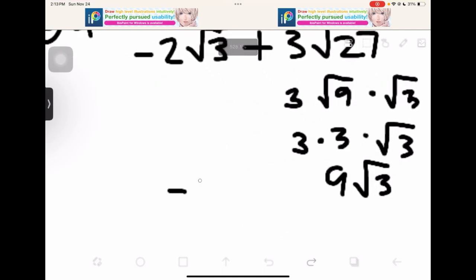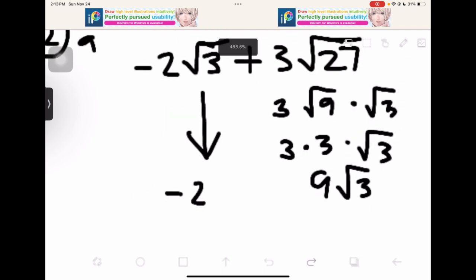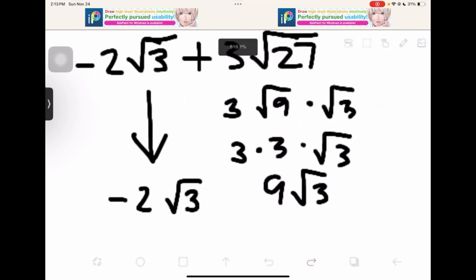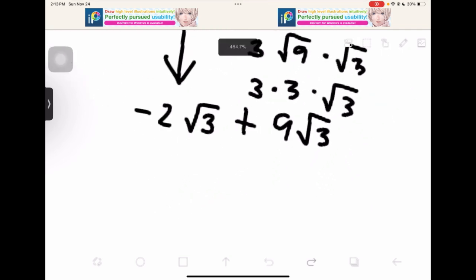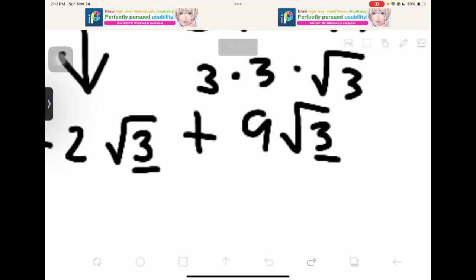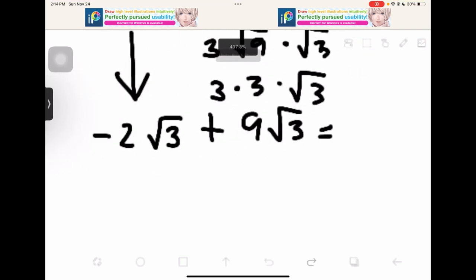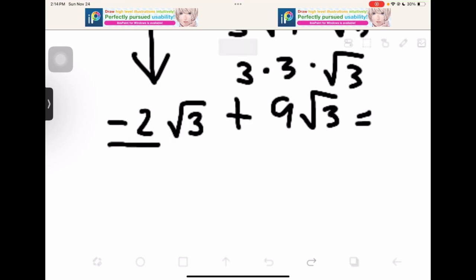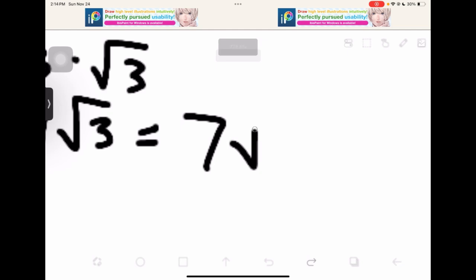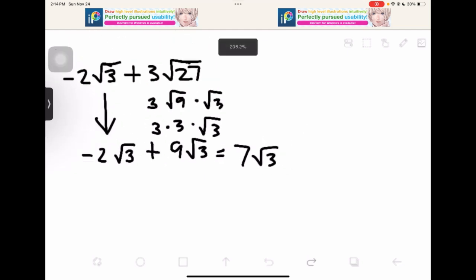And then we copy that one down all the way here. Negative 2 square root of 3 plus 9 square root of 3. Are these the same number now? Yes, and they still have the same index. So we're just going to simplify it by using the numerical coefficients. So negative 2 plus 9 is 7. And then copy the square root of 3.